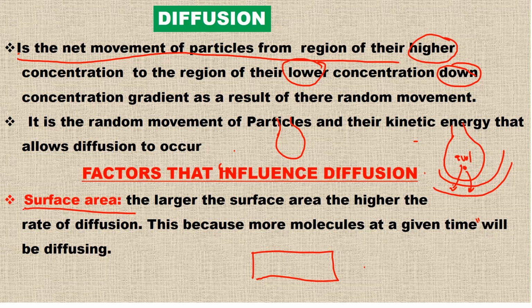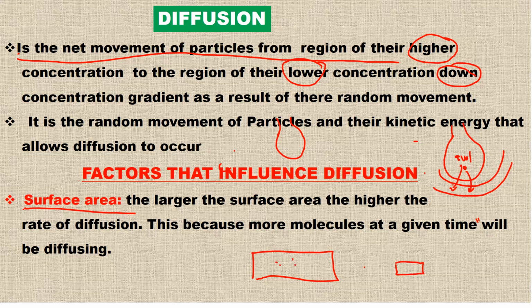This is because more molecules at a given time will be able to diffuse. That is the reason why we are saying a large surface area increases the rate of diffusion, which means the smaller the surface area, the lower the rate of diffusion.